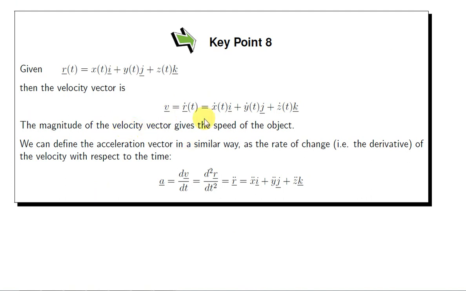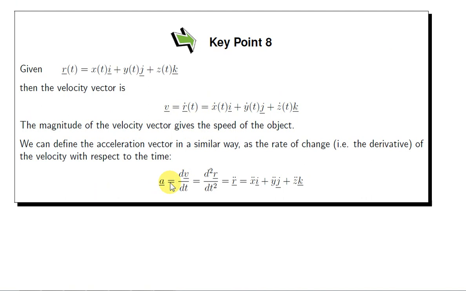Now the magnitude of the velocity vector gives us the speed of the object. That would be v without a line underneath. It would actually be the root of x dot squared plus y dot squared plus z dot squared. We just use Pythagoras' theorem to get the magnitude of a vector.